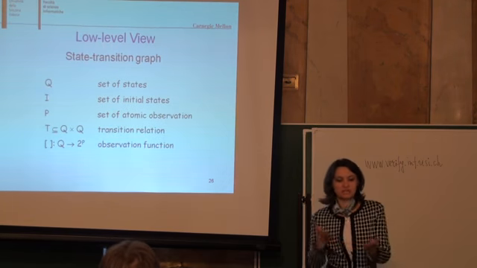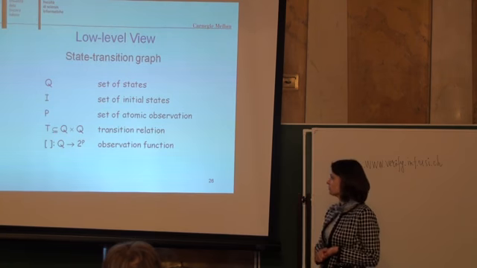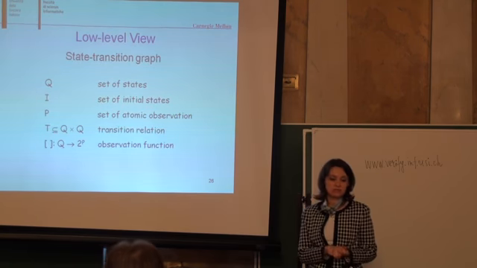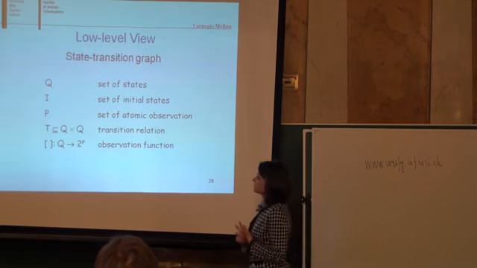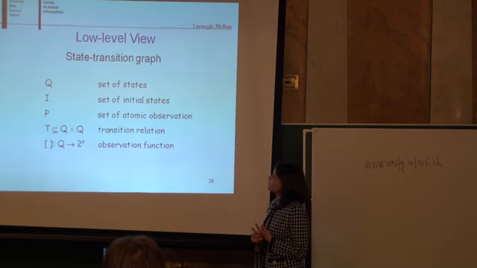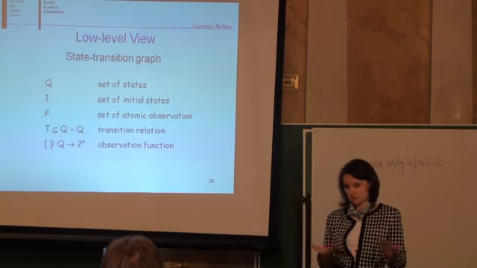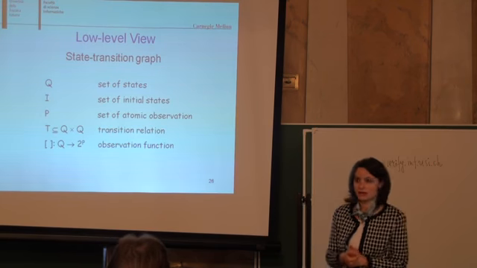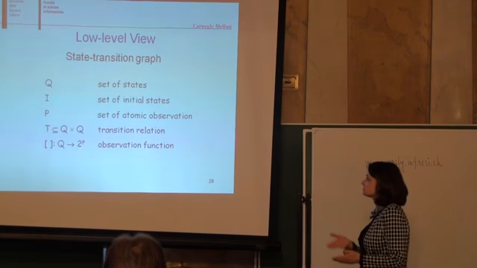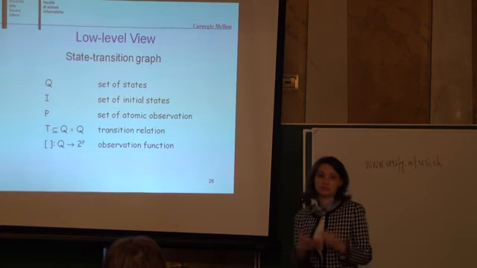Okay, so state transition graph. Let's go into a little bit of formalities and technicalities just to make sure you understand how we are able to do the verification step and how we are able to specify system properties. So this is the formal definition of a Kripke structure. A Kripke structure is essentially a finite state machine. It's a state transition graph which has a set of states. Some of these states are initial, and then it has also a set of atomic observations.